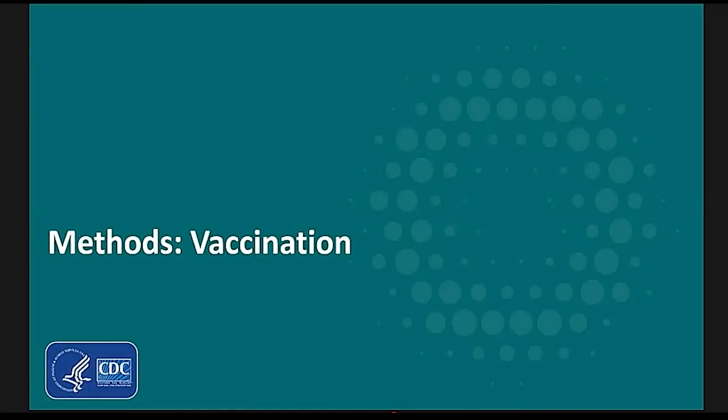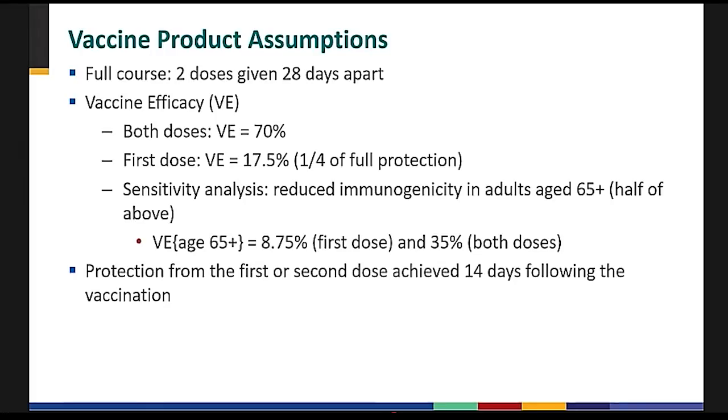Now we're moving on to vaccine characteristics and allocation assumptions. Next slide. We assumed that a full vaccine course consisted of 2 doses given 28 days apart. The assumed vaccine efficacy for both doses was 70%, with the first dose having 17.5% efficacy, which is 1/4 of the assumed full protection. We varied this in a sensitivity analysis where we explore the impact of reduced immunogenicity in adults age 65 plus. In this sensitivity analysis, we reduced the VE in the 65 plus age group by half, which resulted in a VE of 8.75% for the first dose and 35% for both doses. For all analysis, we assume protection from either the first or second dose was achieved 14 days following the vaccination. Next slide, please.